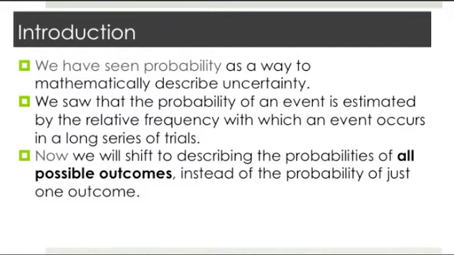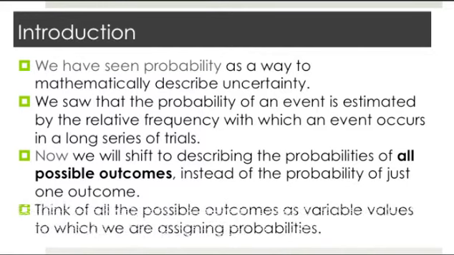Now what we do is we shift to describing the probabilities of all possible outcomes, not just the probability of one outcome. And so what we're going to want to do here is think of all of the possible outcomes as variable values to which we are assigning probabilities. Now that may sound a little bit confusing at first, so perhaps what we should do is start with a quick example.